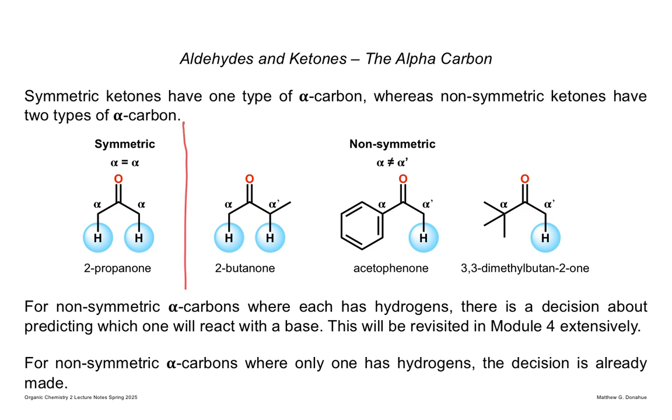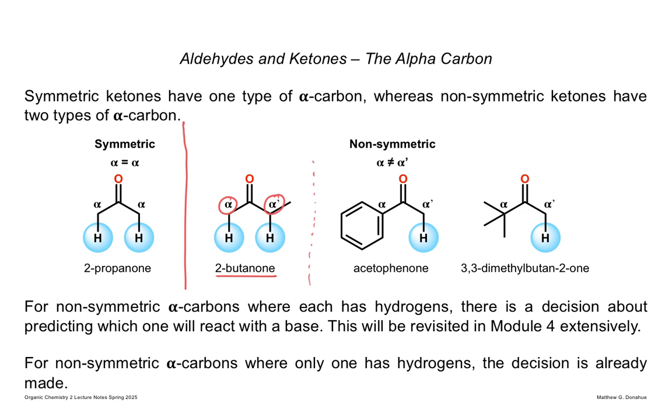So if we consider this compound 2-butanone, we have an alpha carbon, a methyl group that has 3 hydrogens. Then we have alpha prime, a methylene group, that's 2. I've just highlighted one of each type. So I'm going to draw a dashed line here. So in 2-butanone, there's 2 types of alpha carbons that have CH bonds.